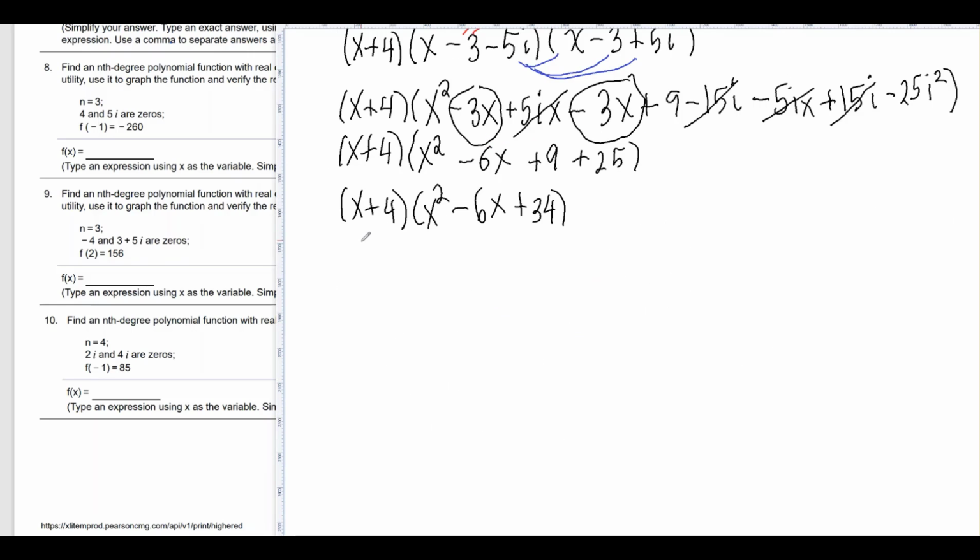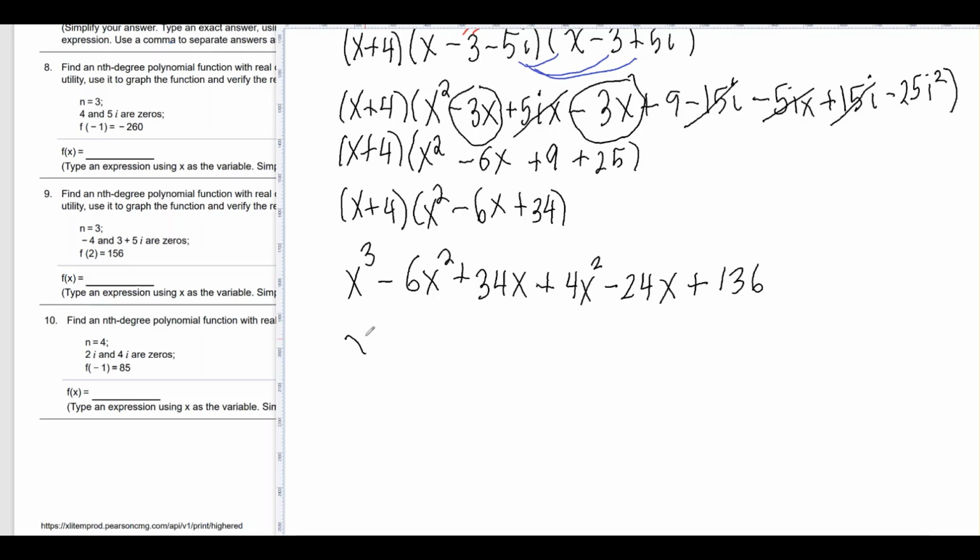Now I have to multiply the x plus 4 times everything here. So first I distribute the x. That gives me x cubed, there's my x cubed, minus 6x squared plus 34x. Now I'm going to come back and do the 4. That's plus 4x squared minus 24x plus 4 times 34, which is 136.